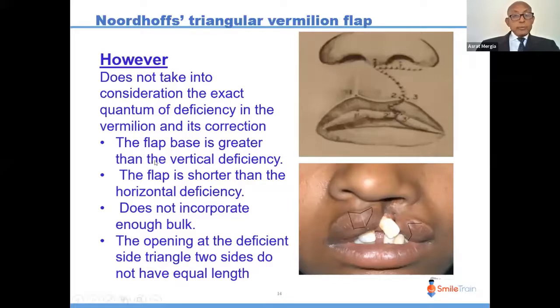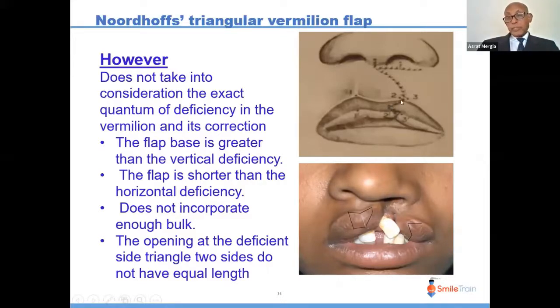However, the flap base is greater than the vertical deficiency, as I've already discussed. And the flap is shorter than the horizontal deficiency, as I have already discussed. It was supposed to reach here. And the other point I was not happy with in the Noordhoff flap, at least the way it is explained, or the way I have seen my teachers doing it, is that it doesn't incorporate much bulk in here.